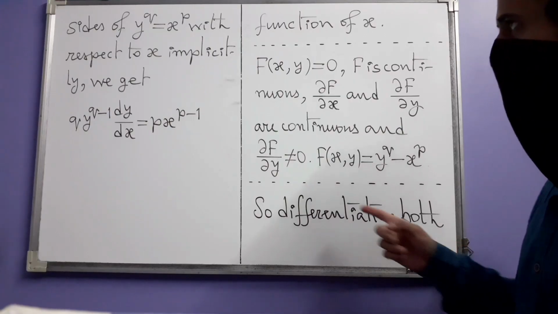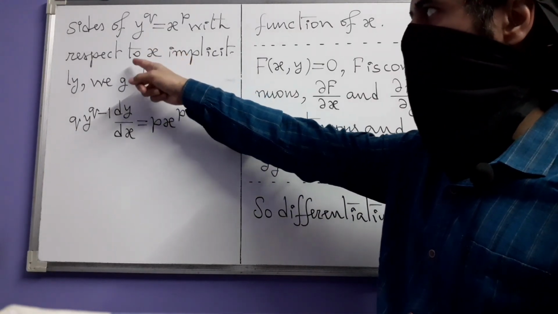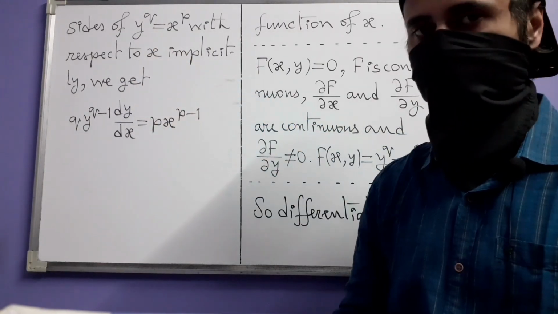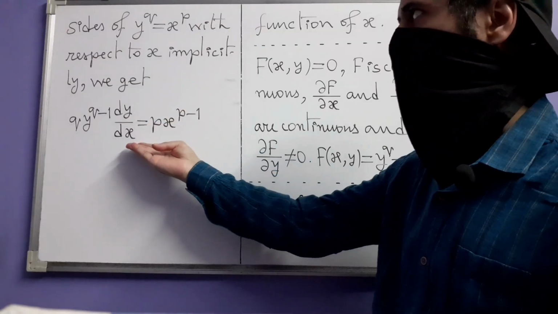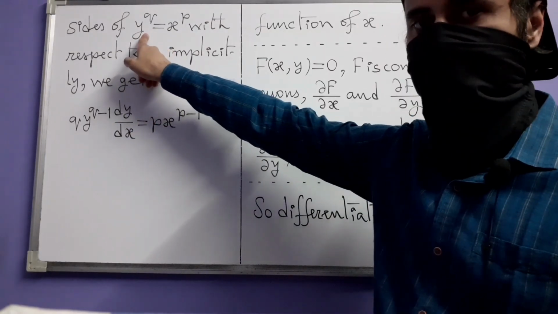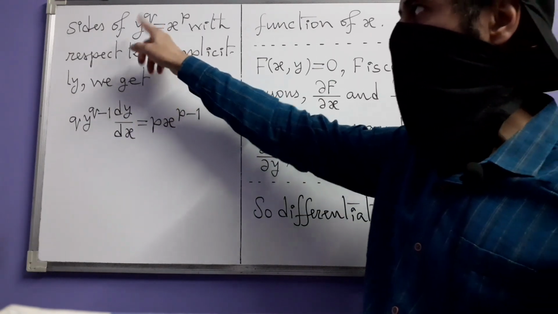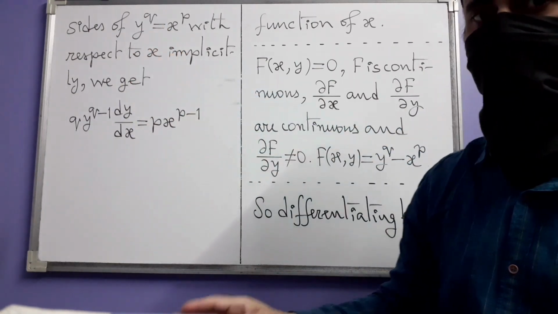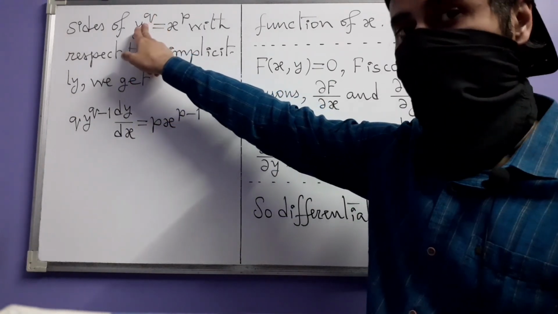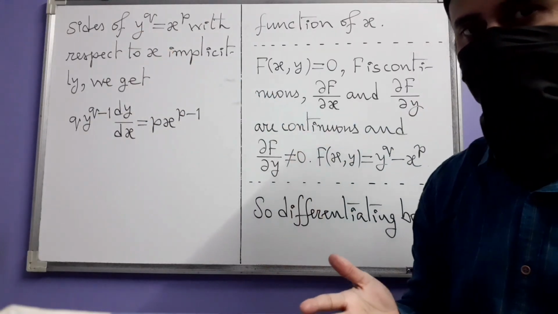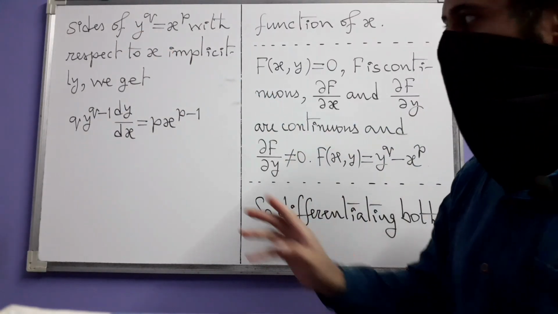So differentiating both sides of this equation with respect to x implicitly, of course, we get this. To differentiate the left hand side, we have to use the chain rule. Now the ordinary power rule here is applicable because q is an integer, and for integer exponents we already have the power rule.